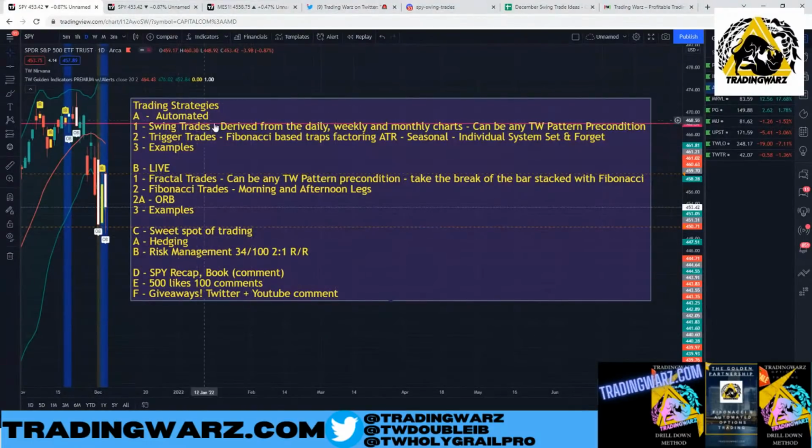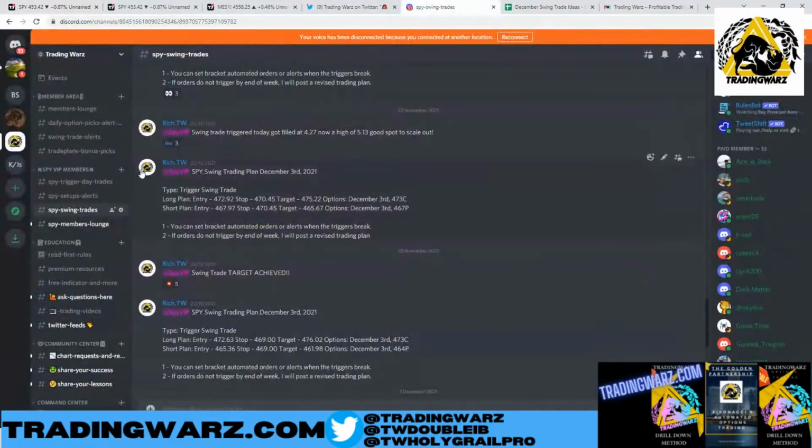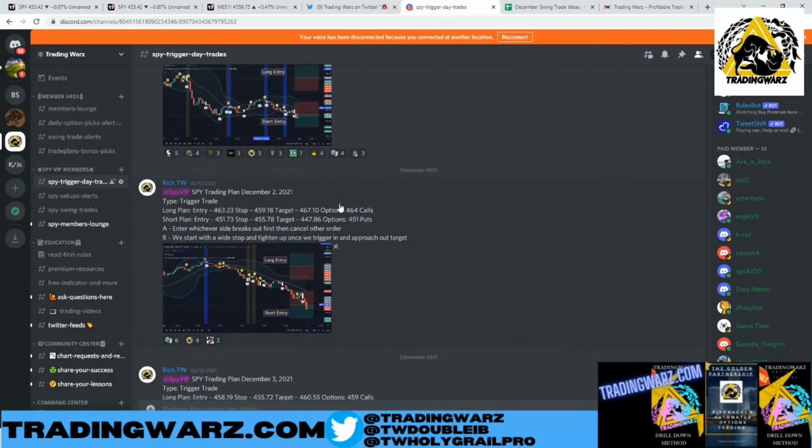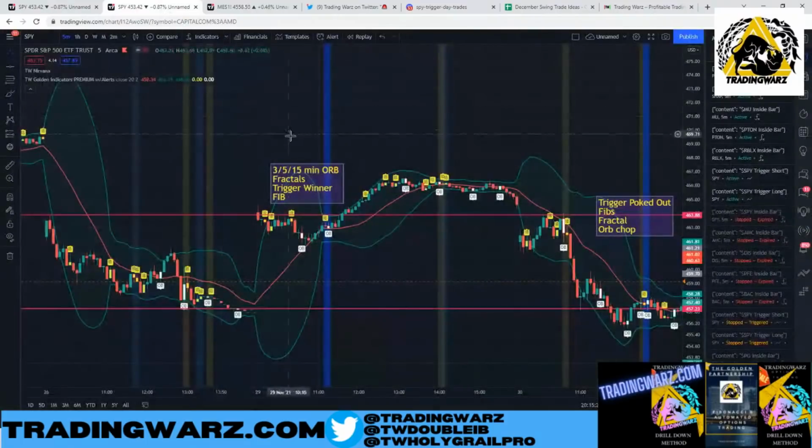Okay, so actually, before I forget, the trigger trades, like I said, let me just show an example of that before we move on, and then let me also just show you where they are in the Discord. So the trigger trades are posted here in the SPY trigger day trades. They're posted every night after the close with long and short entries and targets. So let me give you an example of that.